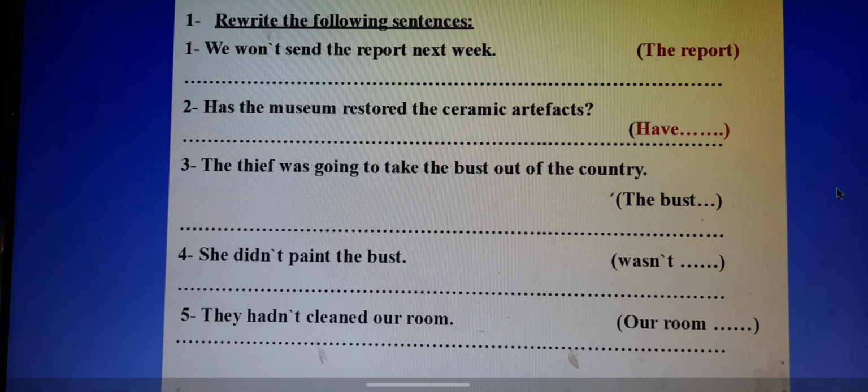The thief was going to take the past out of the country. The past was going to be taken out of the country by the thief. She didn't paint the past. The past wasn't painted by her. They hadn't cleaned our room. Our room hadn't been cleaned by them.